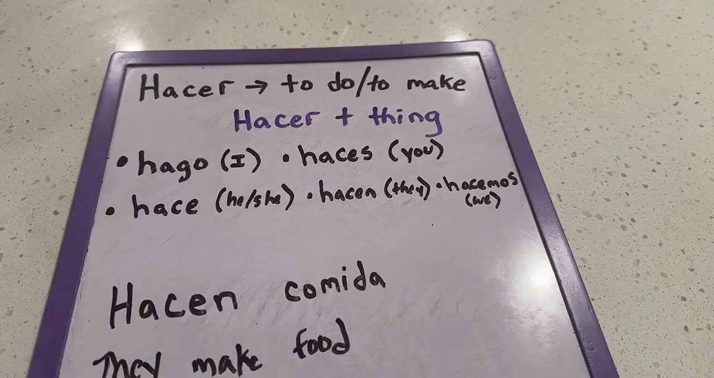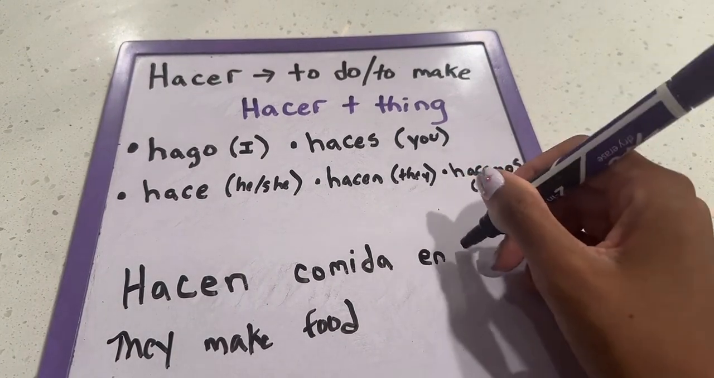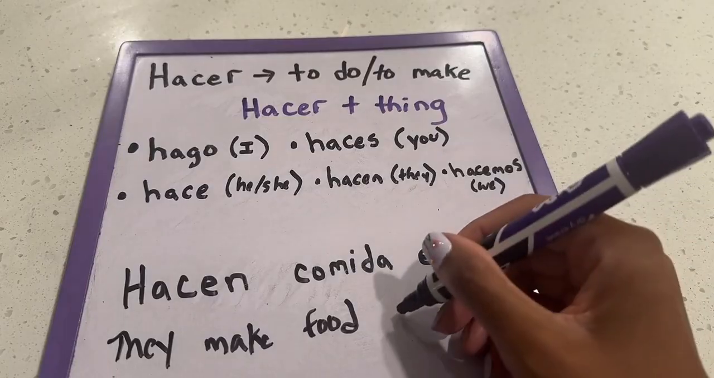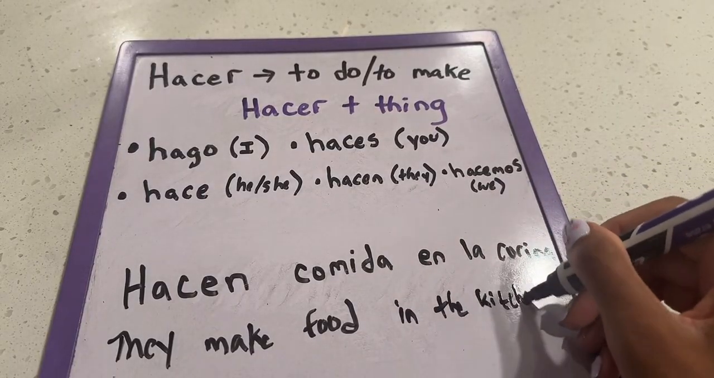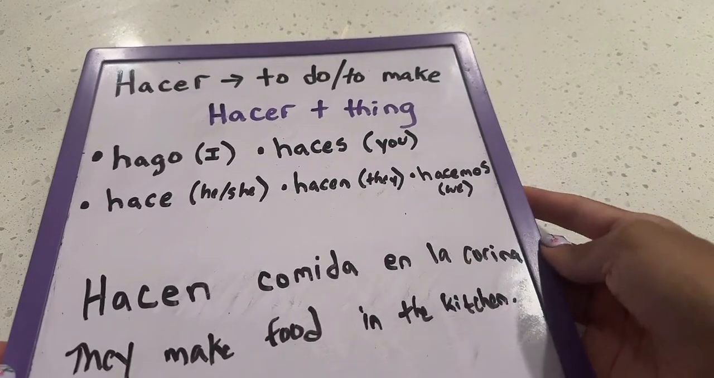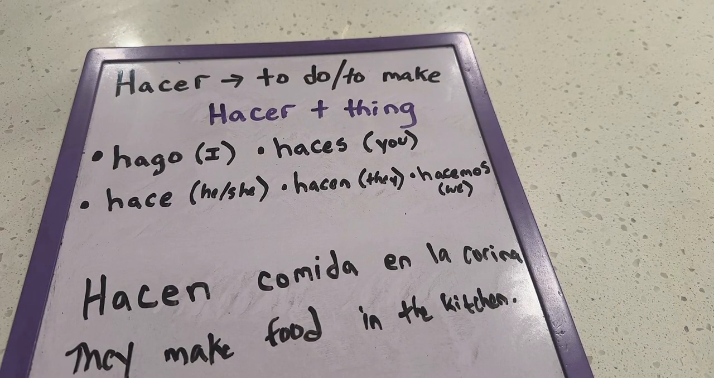Okay. And we can, of course, add on to it. Where are they making food? Okay. In la cocina. In the kitchen. All right. Excellent. Restaurante. Yep. Or in a restaurant. So that's another place they can do that. All right. Excellent job.